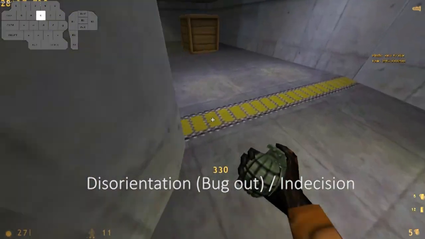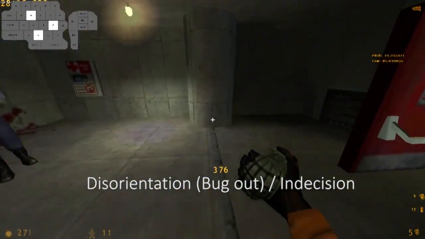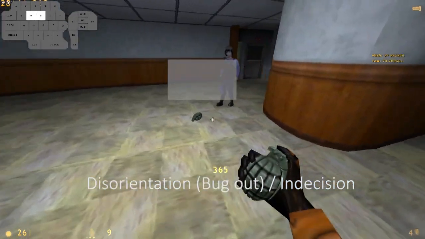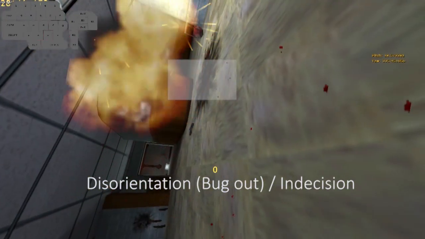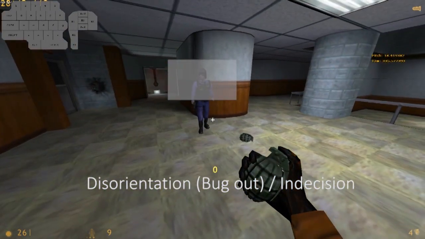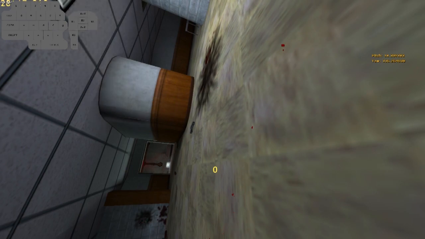Now you see a disorientation, an indecision between possible actions, which makes Barney bug out. You can clearly see the sign looking at the rapid actions of his head being undecided between directions to choose.